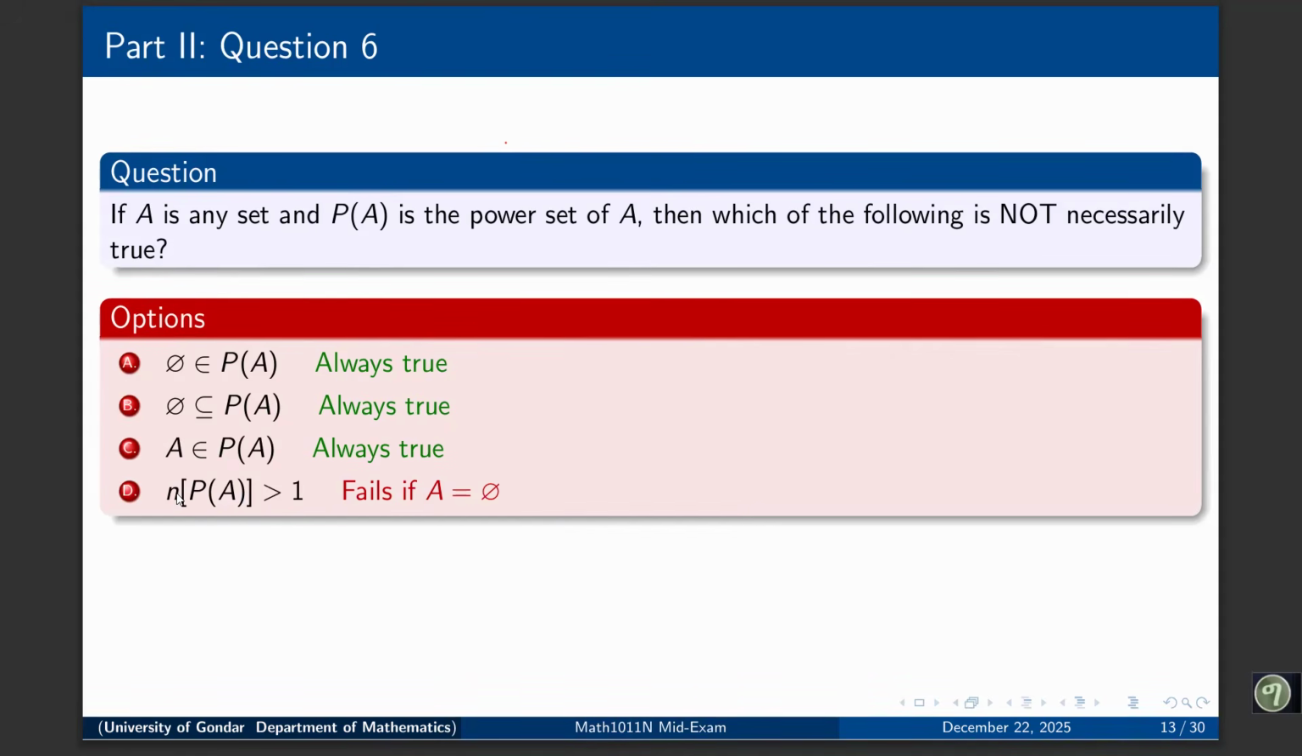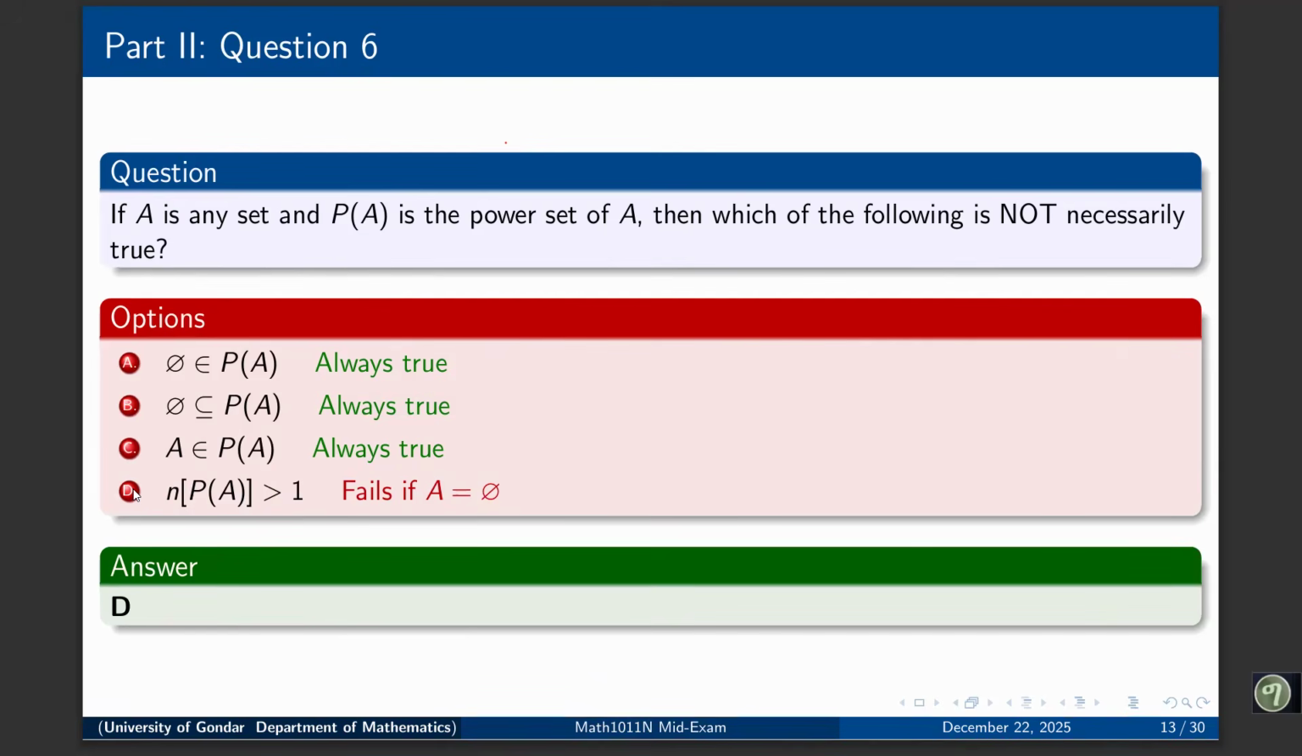But the statement that the number of elements of the power set of A is greater than 1 is not true. Because we are informed here that A is an empty set. When A is the empty set, the number of elements of the given set is 0, so 2 to the power of 0 is 1. So 1 is the minimum number of elements of the power set, so greater than 1 fails to hold, so this is the answer for the given question, question number 6. So the answer is D.